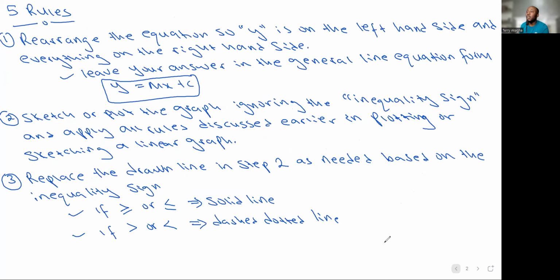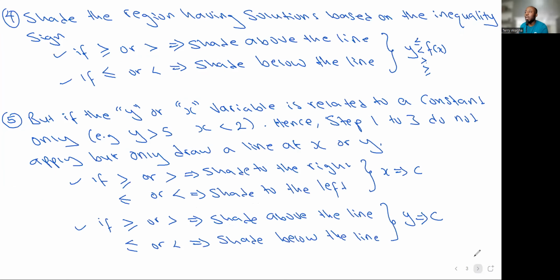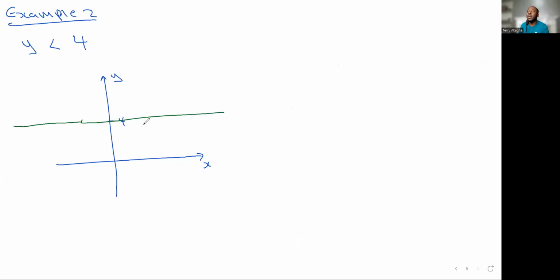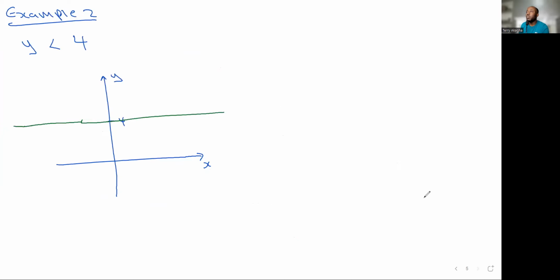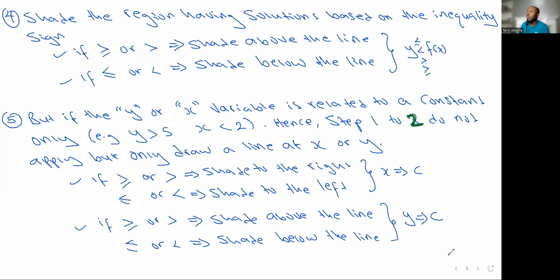the same principle applies. If it's greater than or equal to, or less than or equal to, use a solid line. If it's greater than or less than, you use a dashed line, okay? So let's say step 1 to 2. What do we have here? We have less than, so we have to remove this and use a dashed line. So we're going to use a dashed line for this.